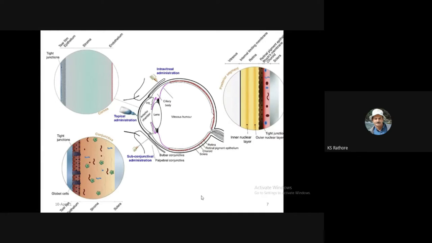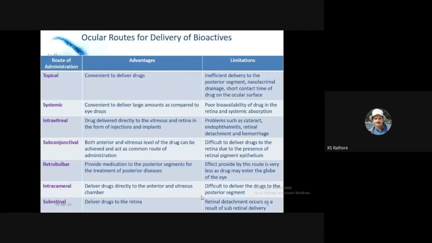Now, some traditional ocular routes for delivery of bioactives, meaning when we deliver pharmaceuticals or drugs inside the ocular cavity. For example, with the topical route of administration, the advantage is that it is a very convenient route and anybody can easily take it. But the limitation is inefficient delivery to the posterior segment. When you instill the drug topically, it will not reach the posterior segment in sufficient quantity. Nasolacrimal drainage is also a reason, because the drug is excreted from our cavity, and there is short contact time of the drug on the ocular surface.